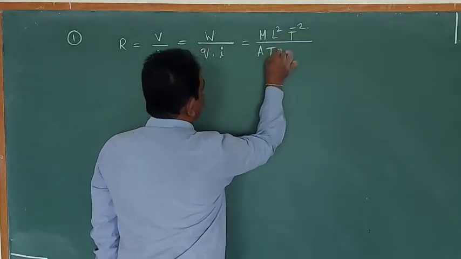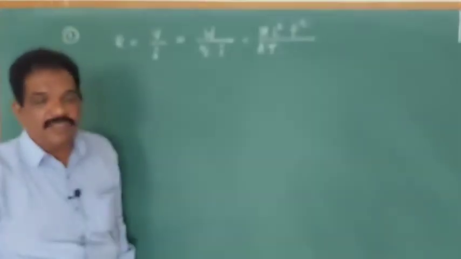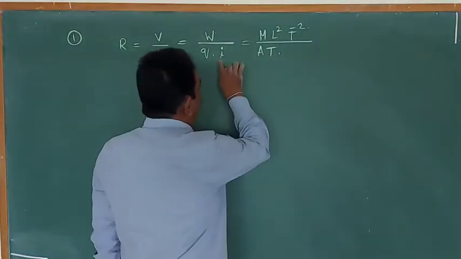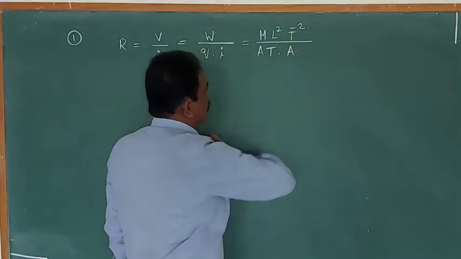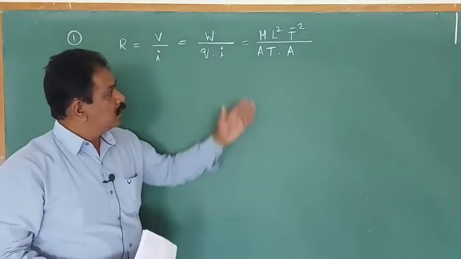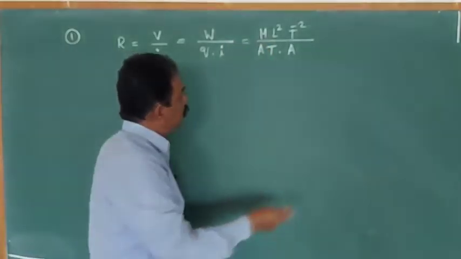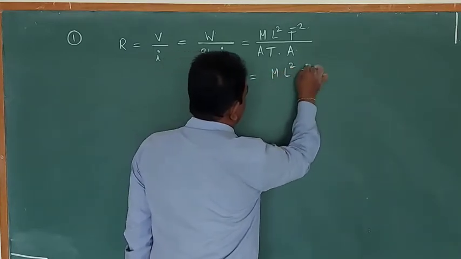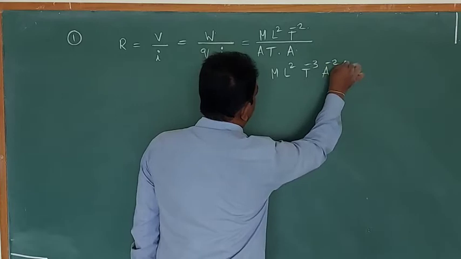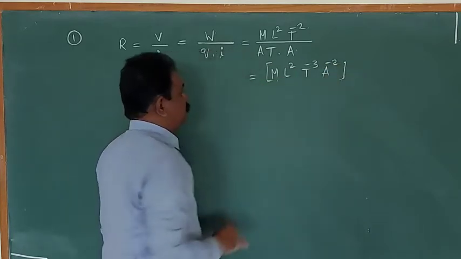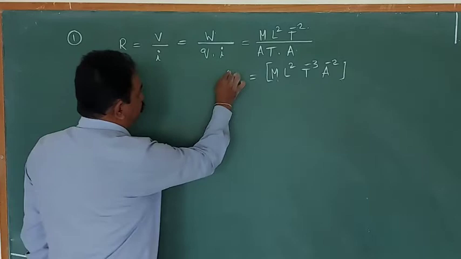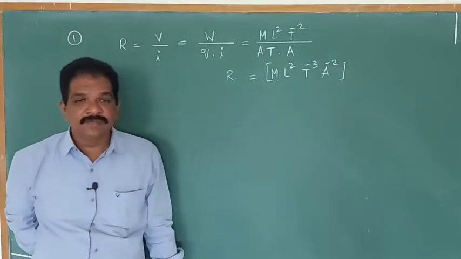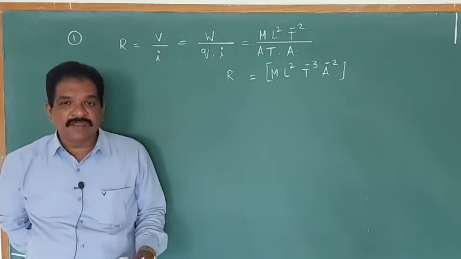Q, charge dimensions will be A into T. Remember, charge dimensions will be A into T. I is A, current means I, a fundamental quantity. So totally what is the dimensional formula for this? This is equal to ML square T power minus 3 A power minus 2. That is the dimensional formula for resistance. Point is clear?